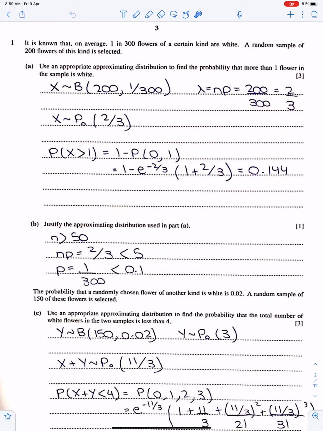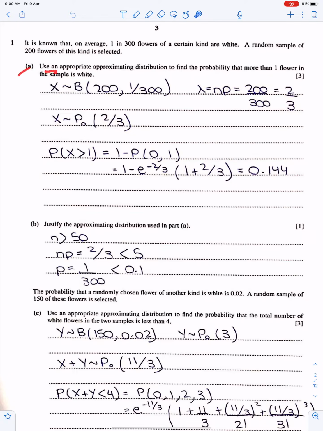Question number 1. It is known that on average 1 in 300 flowers of a certain kind are white. That means this is binomial and this is the p of binomial. A random sample of 200, and this is the n of binomial, of this kind is selected. So this situation is binomial. This population is binomial with n 200 and p is 1 upon 300. See, n is greater than 50 and p is less than 0.1. So we will solve this question through Poisson distribution.